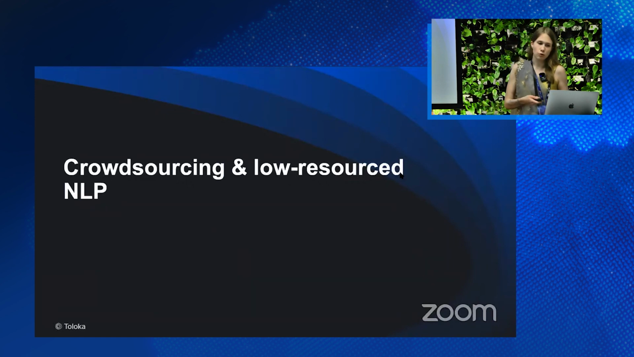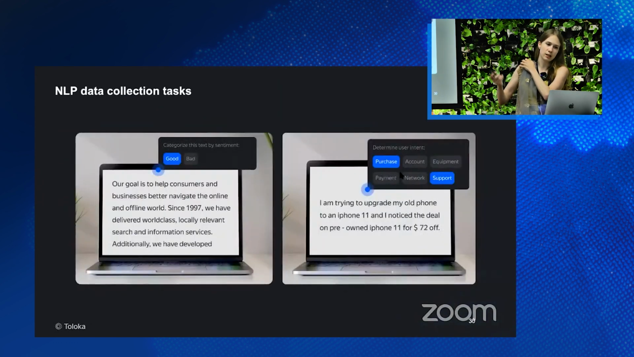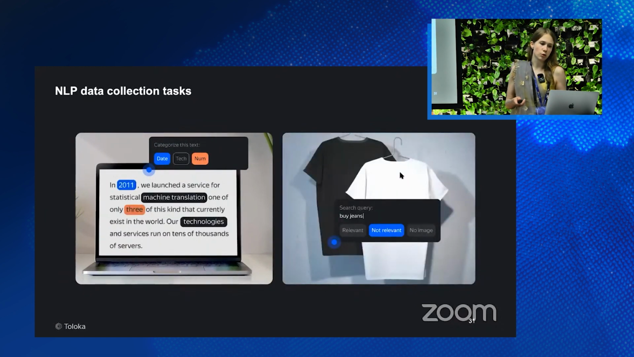For example, what can you do with crowdsourcing? Because it's pretty flexible, you can just collect data, do sentiment evaluation, because you just need to tell whether this text is good or bad. You can do user intent determination, finding what the user wants to do. You can do named entity recognition or search relevance evaluation. It's only one of the ways to give the crowd a task: okay, if I type in jeans and I get a t-shirt, is it relevant or not?